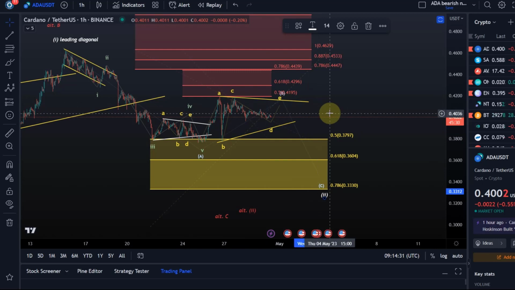Breakout point to the upside is at 41.9 cents. If that happens, we're getting a higher B wave. Breakout point to the downside would be 38 cents. Until then, we are moving in a range.